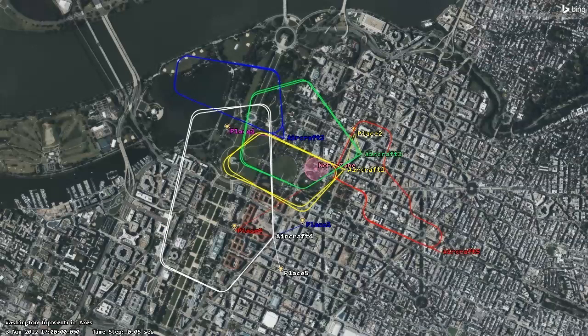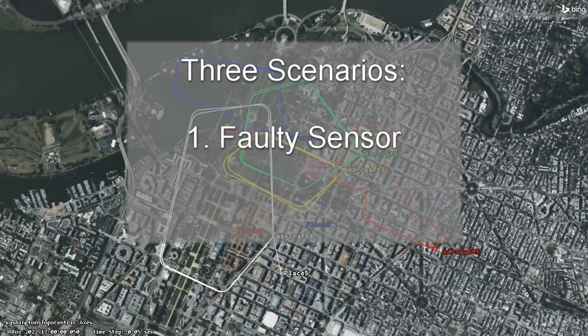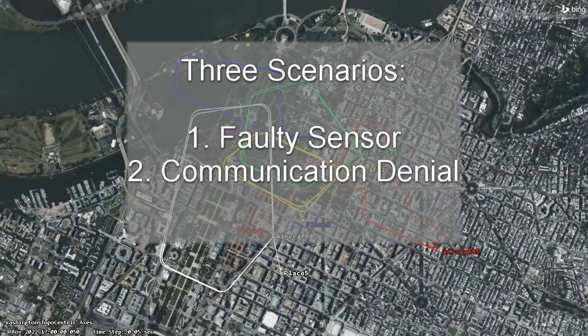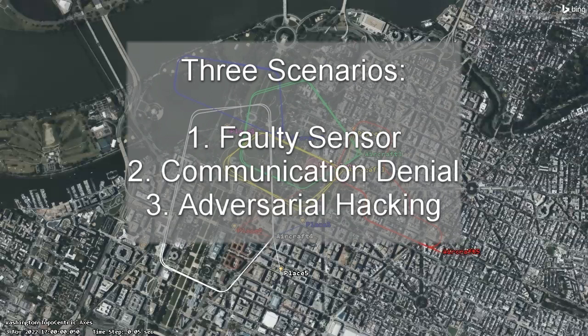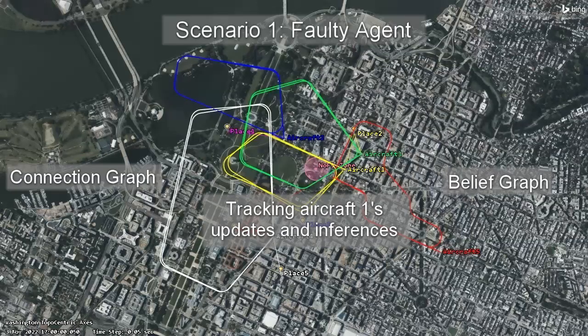We will demonstrate the powers of our belief-sharing algorithm for 3 use cases. 1. A faulty sensor. 2. Communication denial. And 3. Adversarial hacking. We first examine the situation where one of the drones has a faulty sensor and is sending random information to the others about the world state. Agent 5, shown in red, is faulty, and the other agents must filter out their false information while also detecting that it is flying through the no-fly region.